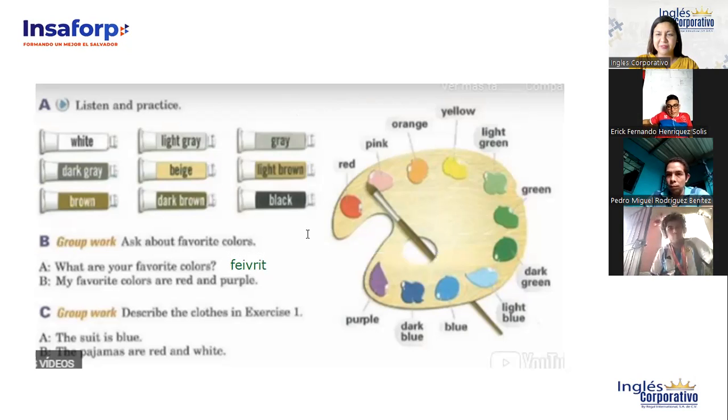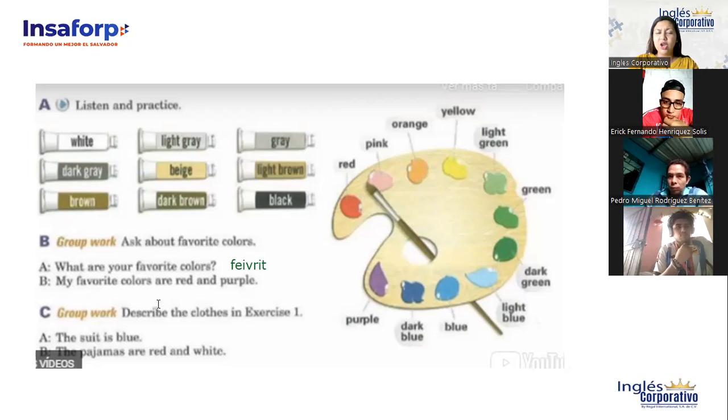What are your favorite colors? Favorite. What are your favorite colors? My favorite colors are red and purple. Como si digo que me gusta o mis favoritos son dos o más colores, voy a utilizar la forma plural, ¿verdad? What are your favorite colors?